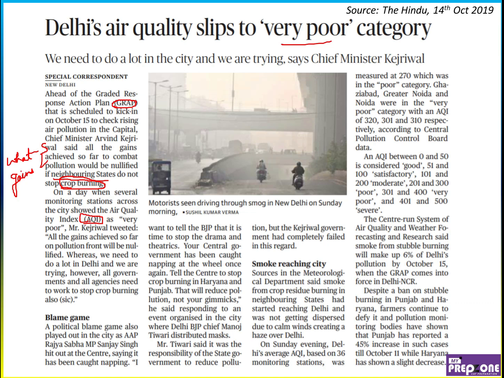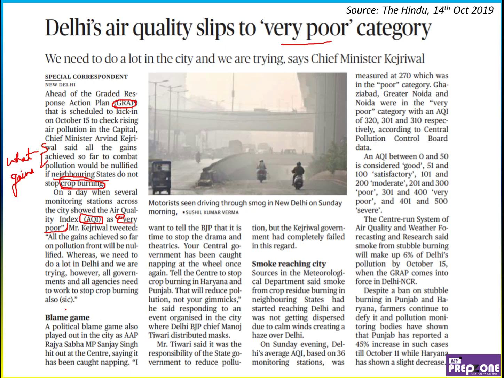Let's move ahead. On a day when several monitoring stations across the city showed the air quality index, AQI, maybe we should read something about air quality index as well, as very poor. Now, why is this thing in quotes? This thing is in quotes because air quality index has certain definitions of what is very poor, what is severe, what is poor, what is acceptable, etc. Now, when you read about air quality index, of course, you will get to know that. And that is why, guys, whatever is given in the quotes is something which is very important for you.